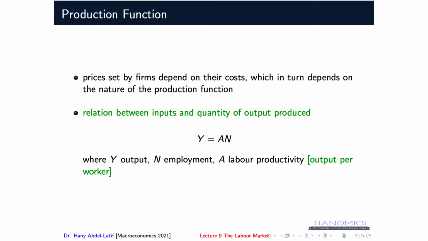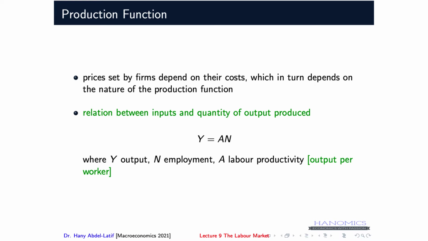Okay, and the production function here is a relationship between inputs and output. And to make things simple, we'll assume a very simple production function where Y, which is the output here, depends only on labor. So we have only one input in this production function, which is N here. So N here is the employment. A here is the labor productivity, or output per worker.